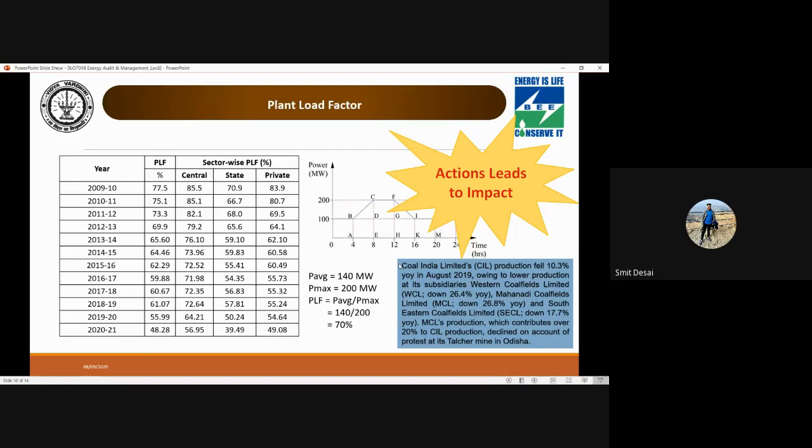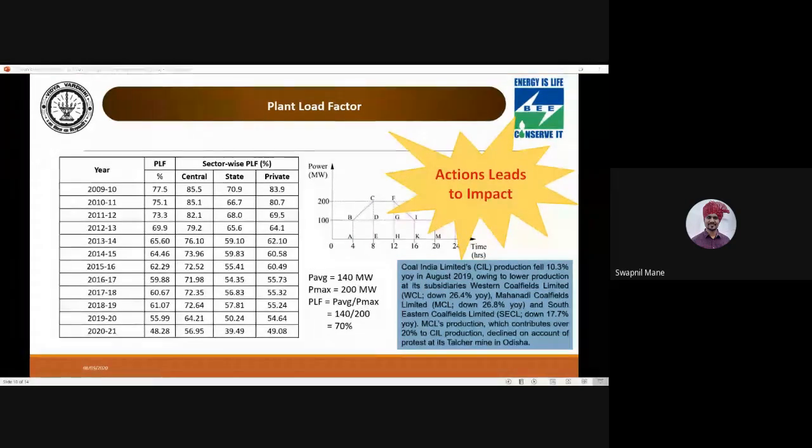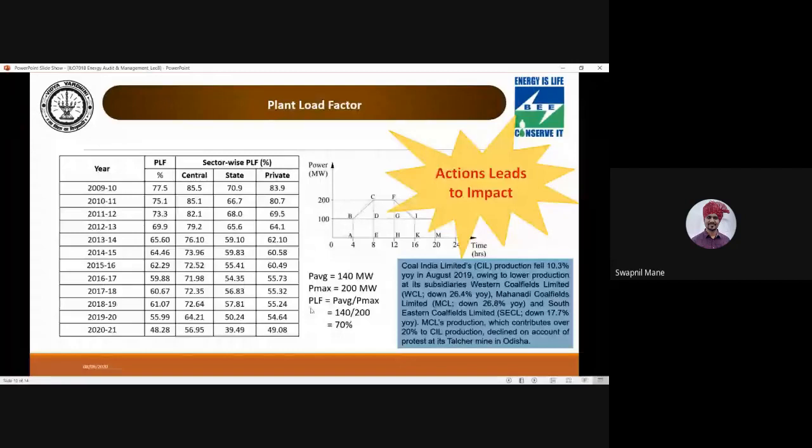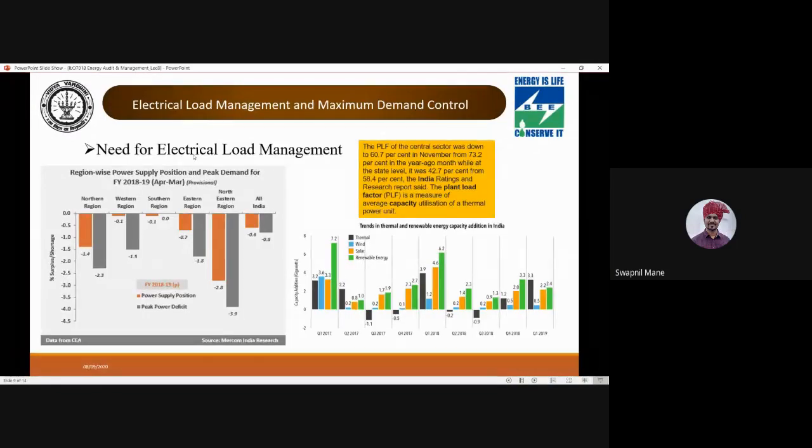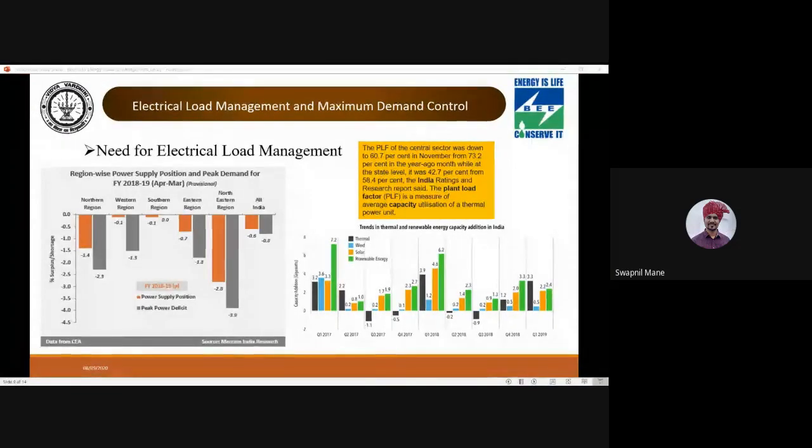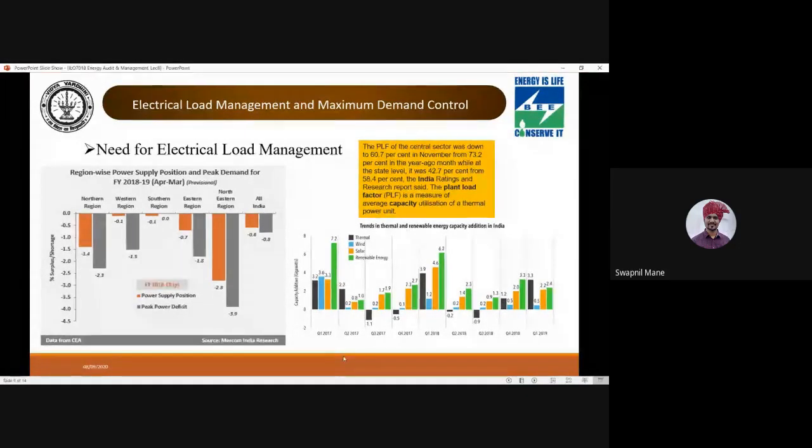Yes, sir. Any doubt for anyone? So now you feel that there should be a need for electrical load management. So the point I wanted to explain here is the need for electrical load management. Is it clear for everyone? Correct. Let's move further.